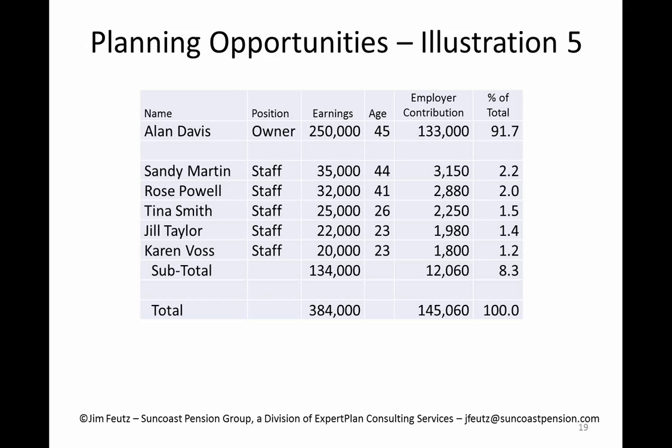Now, if an owner is older than Alan in this case, when a plan is first set up, the contribution can be substantially higher. For example, the maximum total contribution for an owner age 55 is over $200,000.